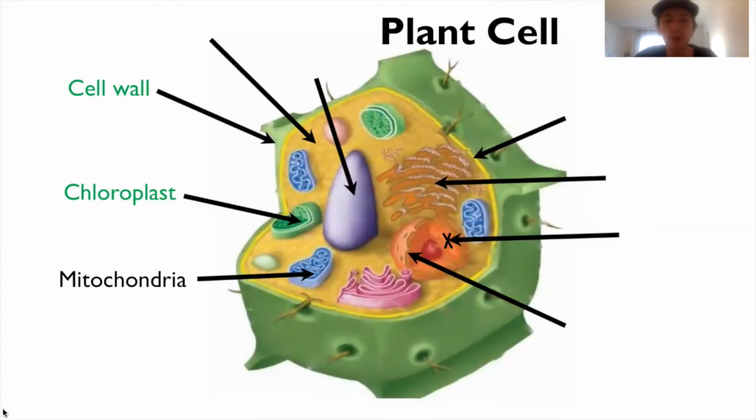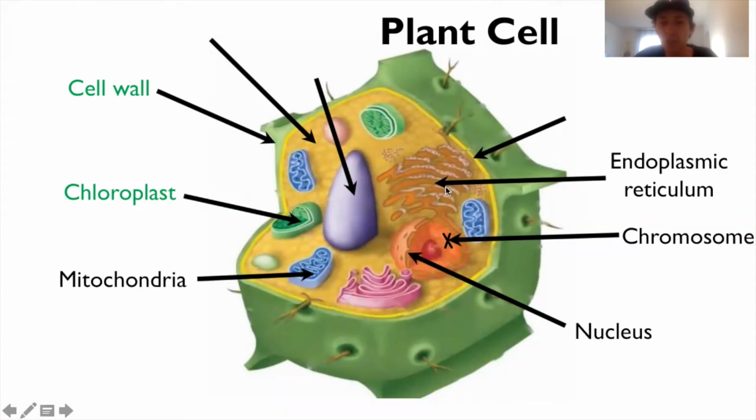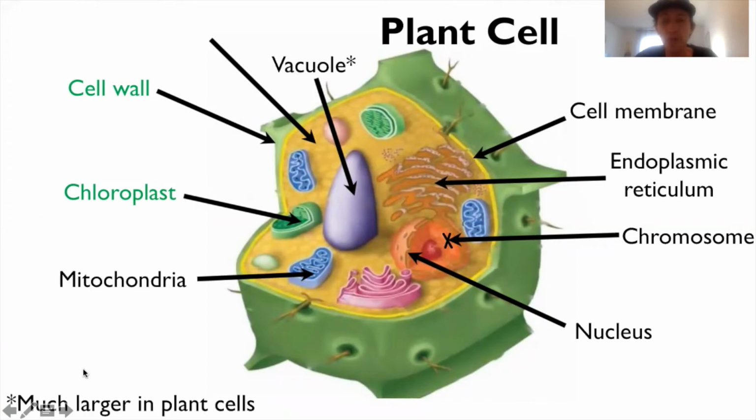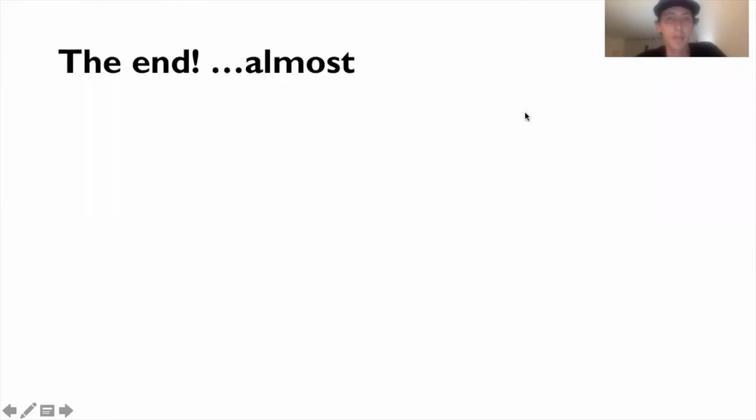So moving on, plant cells have a mitochondria, the powerhouse of the cell, the nucleus, which is the control center, chromosomes, endoplasmic reticulum, cell membrane, the vacuole, which I'm going to point out again is much larger in plant cells, and finally, the cytoplasm, this big fluid that holds everything up. And with that, we have officially come to the end of Sec 1 Science.